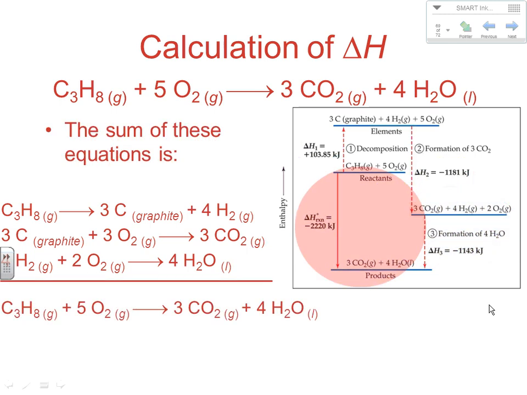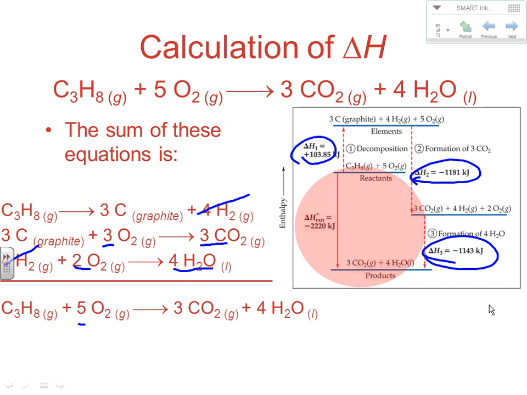So we can use Hess's law to determine what this is going to be. So when we add these up, we end up with negative 2,220 kilojoules. So using Hess's law and the enthalpies of each of the reactions. So notice when we add these 3 together, we get 1 mole of propane. The two O2s and three O2s combined to give us five O2s. We've got three CO2s. We've got four H2Os. The four hydrogens on each side cancel out.